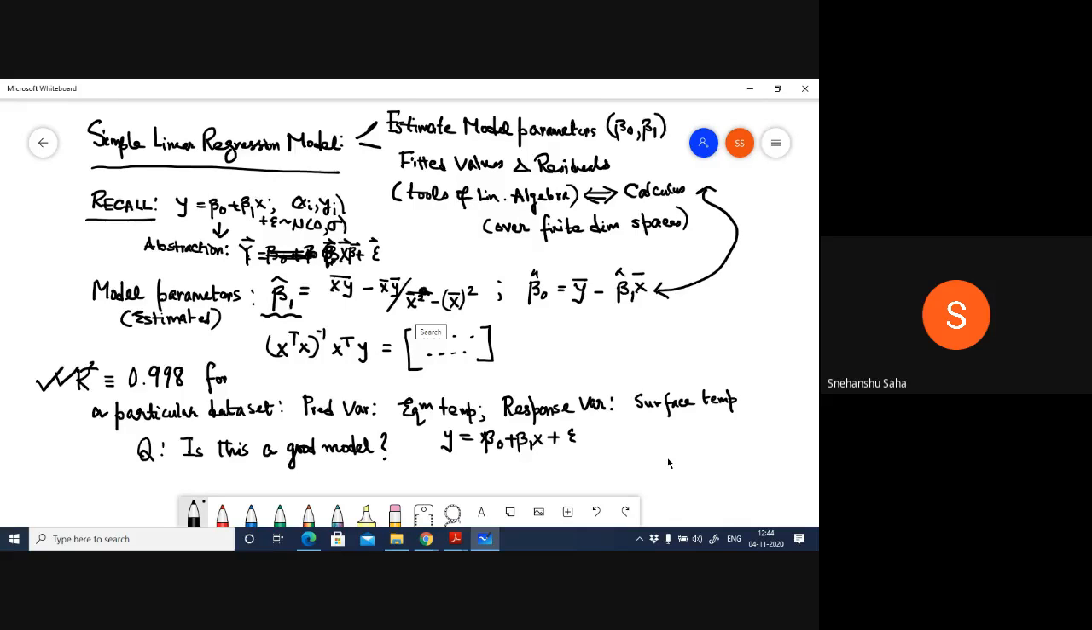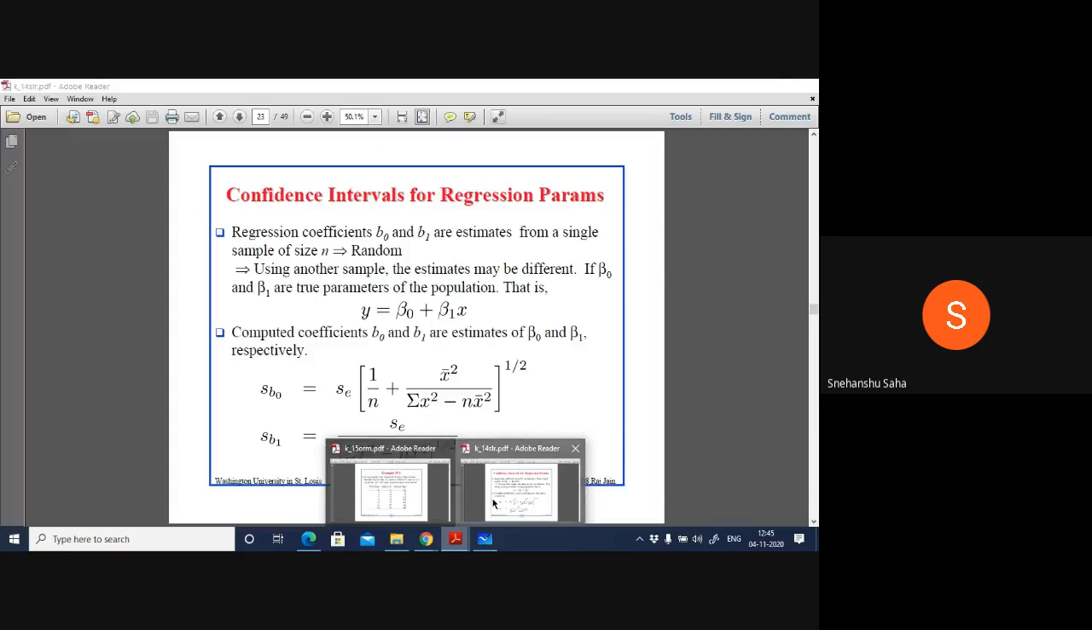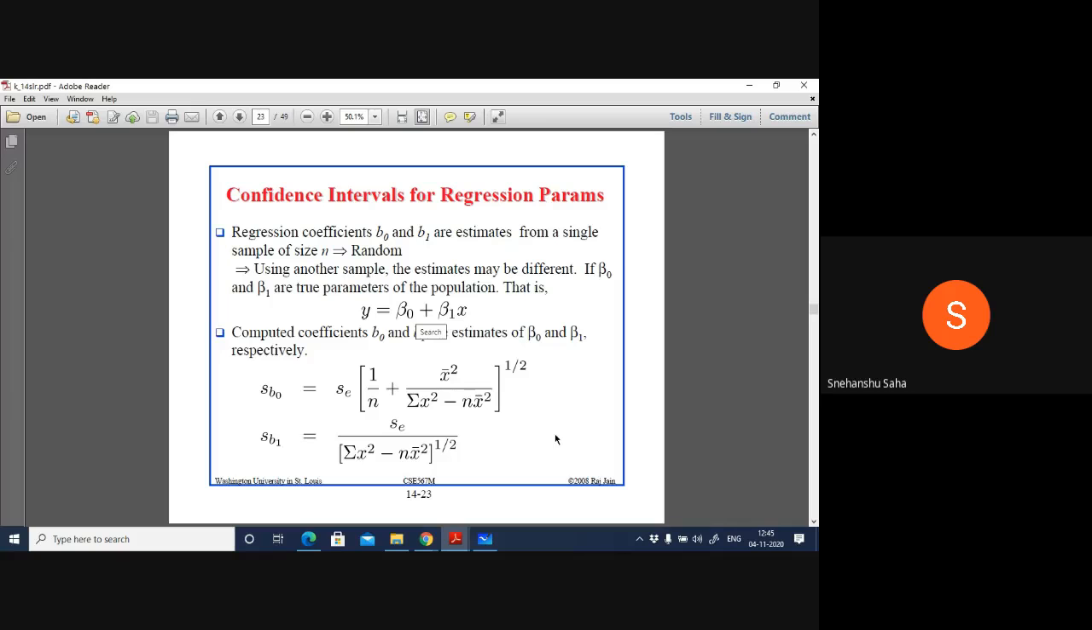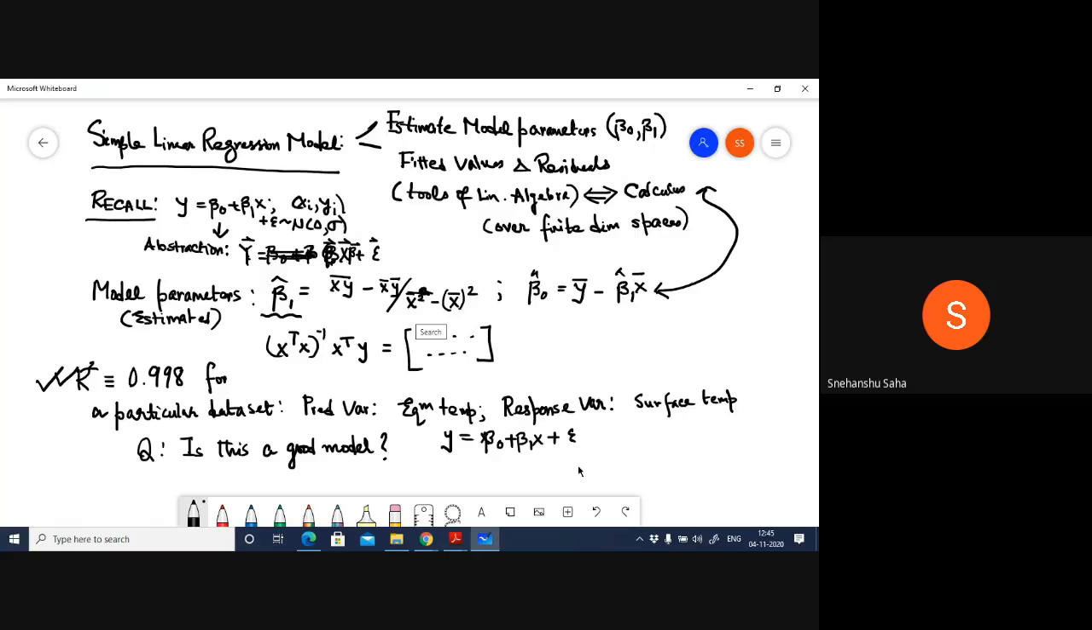All right. Having said that, let me move back to the PDF slide. When you have a model, your beta naught and beta 1 have to have some confidence interval. I think most of you have taken a basic statistics course, so you are familiar with 90% confidence, 95% confidence, 99% confidence, and so on, right?